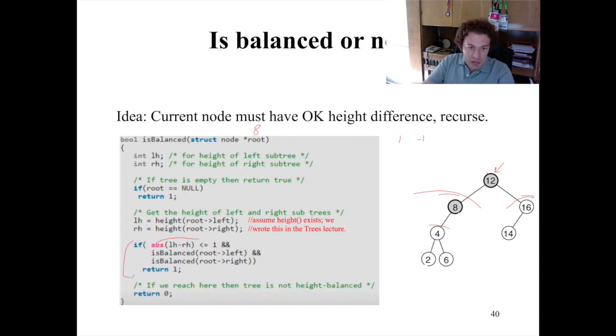What I owe you is this height function. So why it has returned 2 here. We have actually written this function in the trees lecture previously, but to keep things complete here, let me just write a quick height function for you. Let's call it h. It will give me the height of this node, with a pointer to this node called root or r. So basically the height of the tree rooted at r.